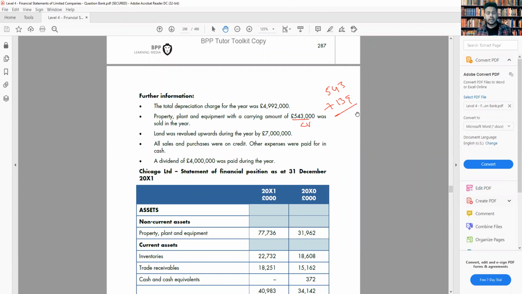So if someone asks me, this pen is 10 pound, the cost. And if someone asks me, okay, how much did you sell it for? And if I say I make a profit of 2 pound, that means cost is 10 pound and I make a profit of 2 pound. So I sold it for 12 pound. That's very simple.